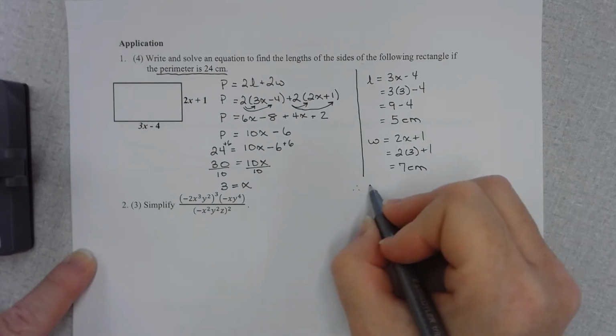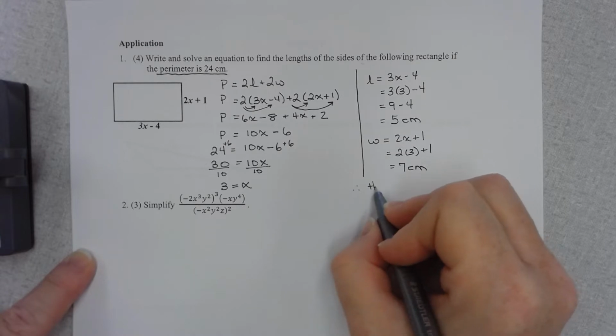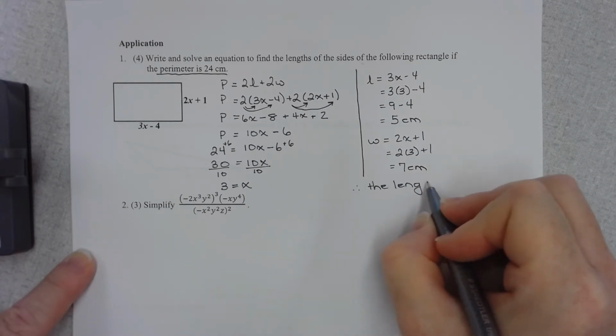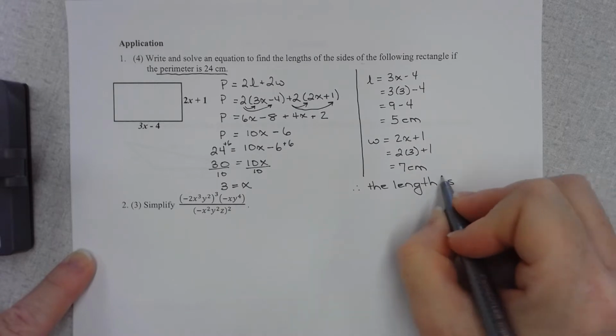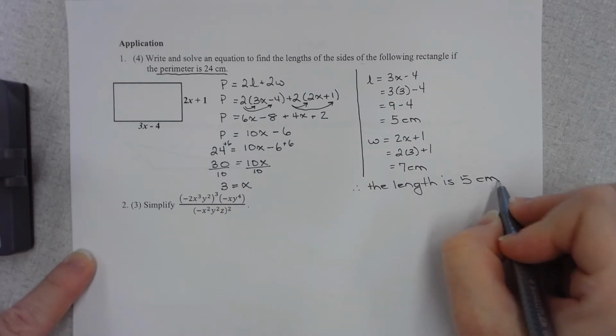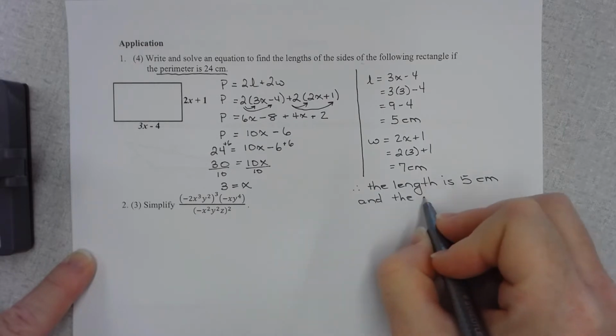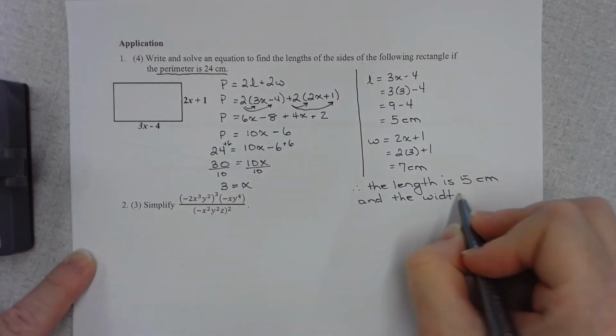So therefore the length is 5 centimeters and the width is 7 centimeters. Don't forget your units.